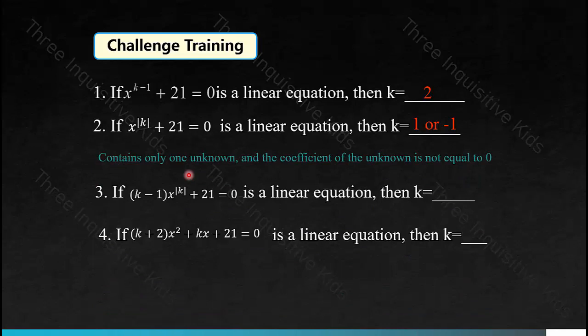Remember, a linear equation is an equation that contains only one unknown or one variable, and the coefficient of the unknown is not equal to 0.